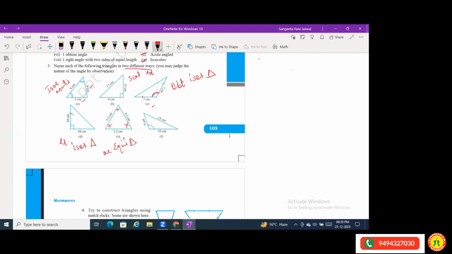Obtuse isosceles triangle. No, isosceles means where you have two sides equal. Here, no two sides are equal. All sides are different, so it is not isosceles. It is scalene. Where all sides are different, that is called a scalene triangle. So, it's obtuse because an obtuse angle is there, and scalene. So, obtuse and scalene.